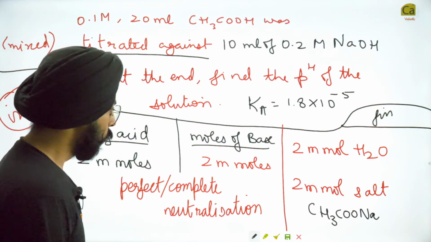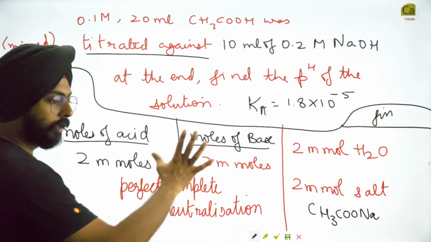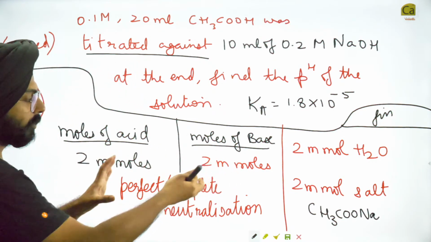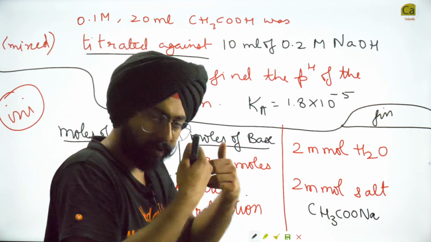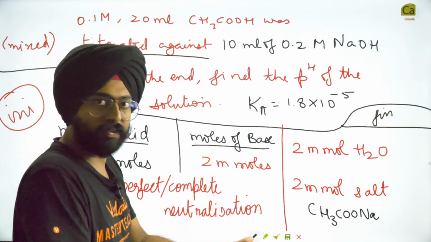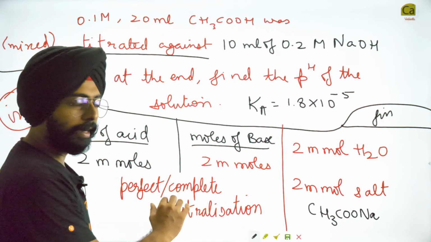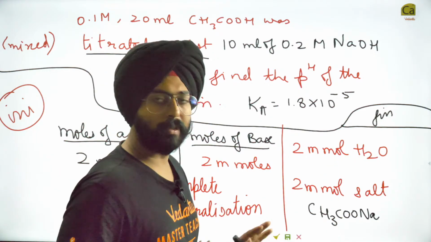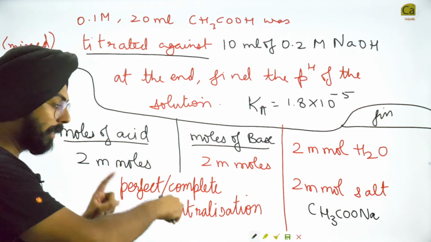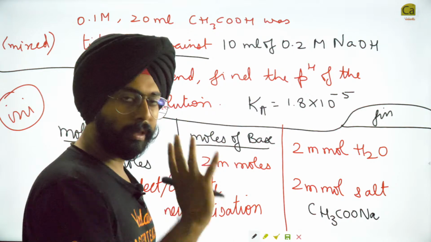So this is the first step of this entire process. The first step is to figure out the quantity of the acid, the quantity of the base, and see if it's a perfect titration. In this case, I've purposefully given you a complete neutralization because I want you to solve the question so that it's simple for you. There can be incomplete neutralization as well. We will do that later.